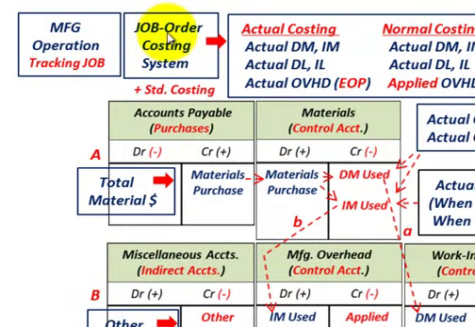What we're going to be going over here is a job order costing system, and we're going to be looking at it from the perspective of a manufacturing or factory operation, where you're manufacturing a particular product and tracking it through as a particular job, trying to determine the cost on this particular job for manufacturing that product.